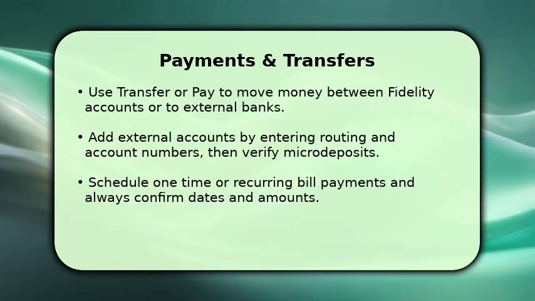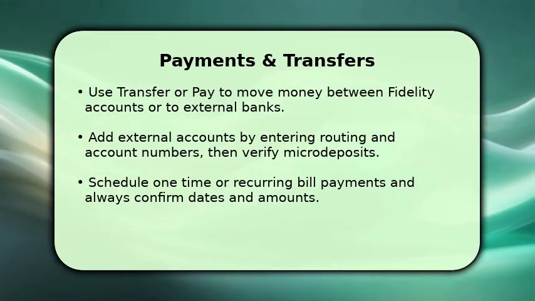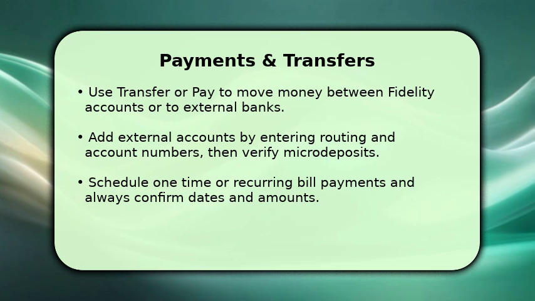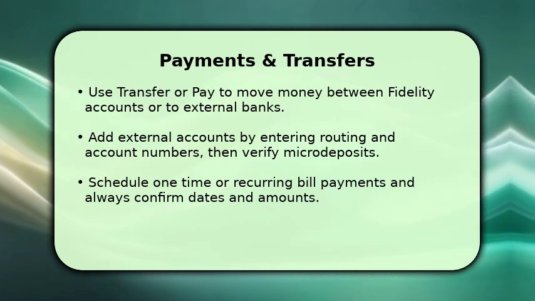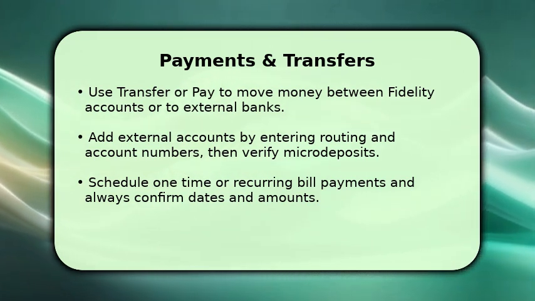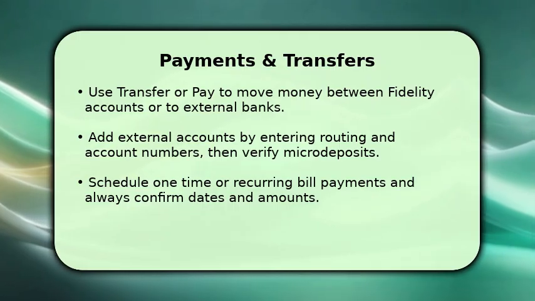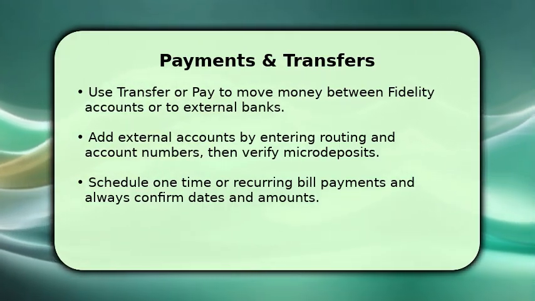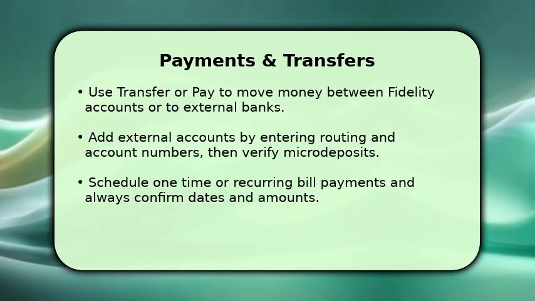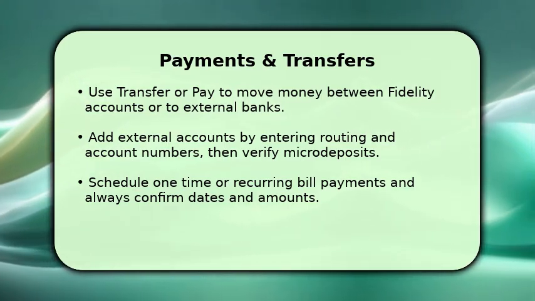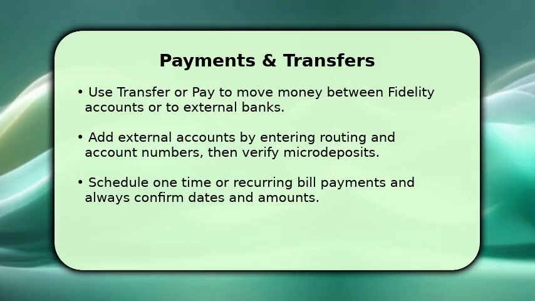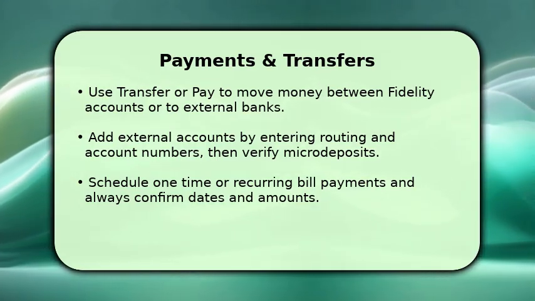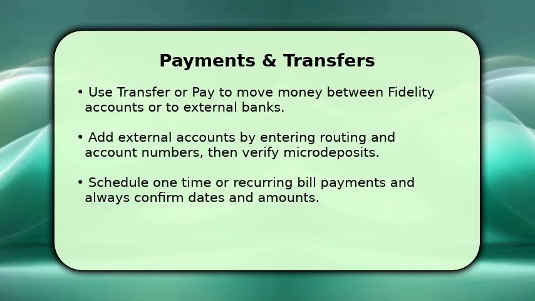Tap Transfer or Pay to move money between your Fidelity accounts or send to external banks. Add a new external account by entering routing and account numbers, verify microdeposits, and label the account for future use. For bill pay, add payees, schedule one-time or recurring payments, and confirm payment dates and amounts. Always review pending transactions and keep transaction receipts or screenshots until the payment posts to your account.